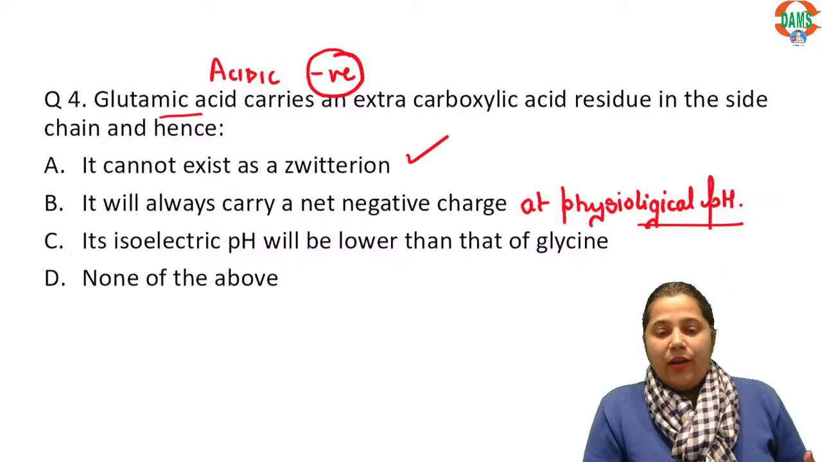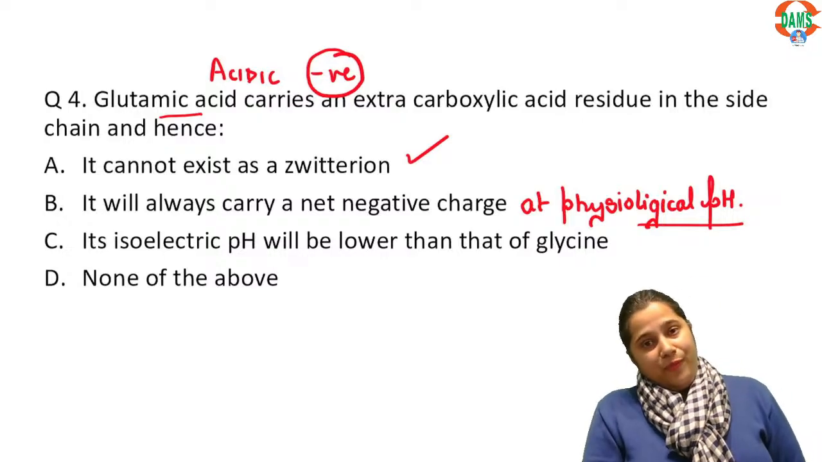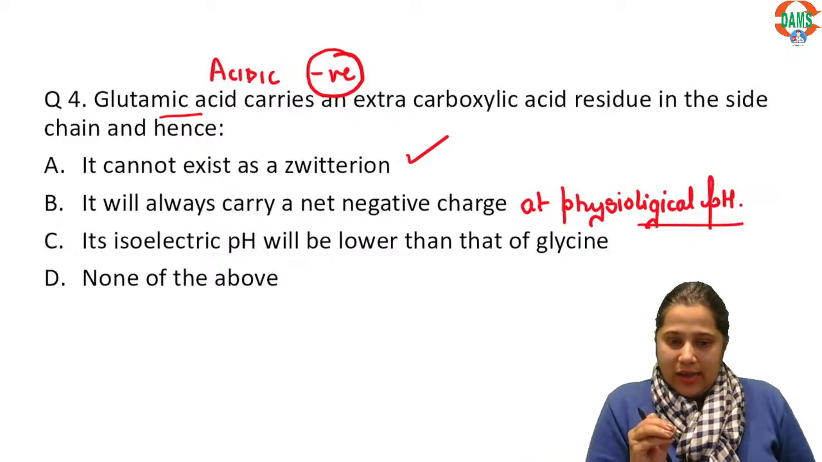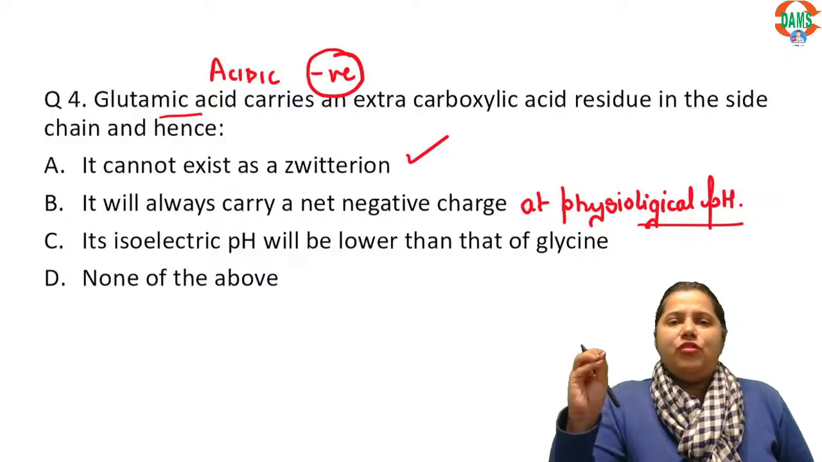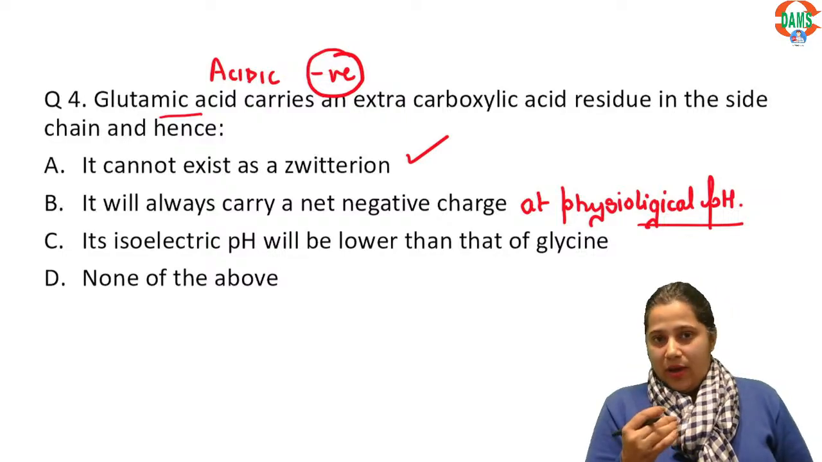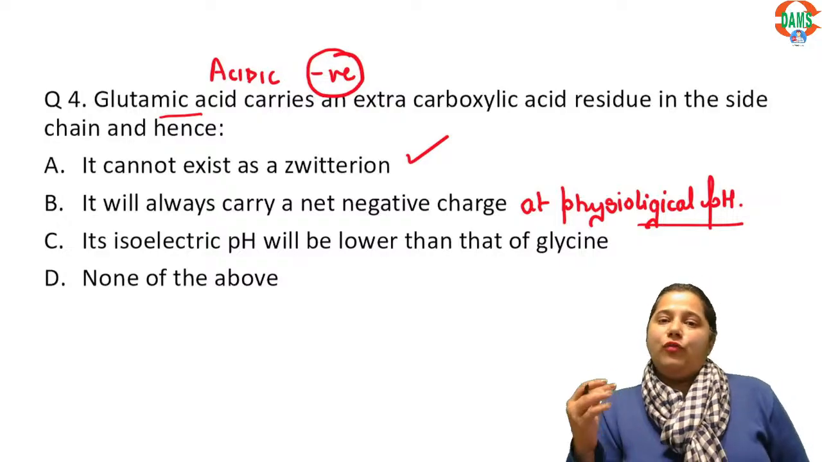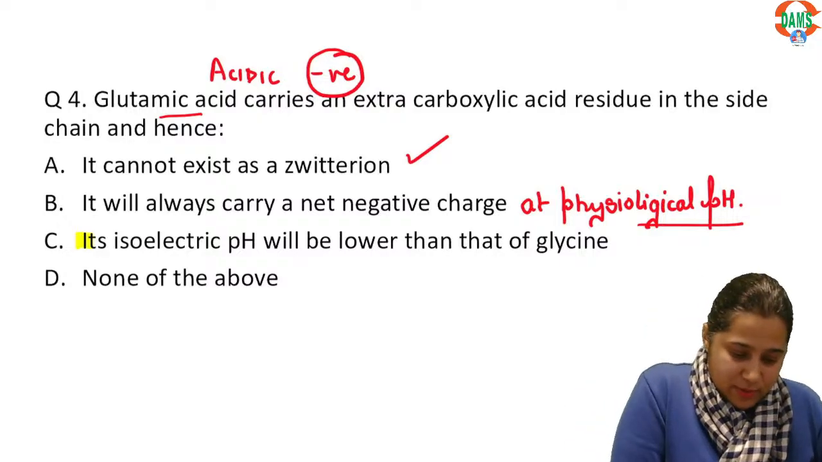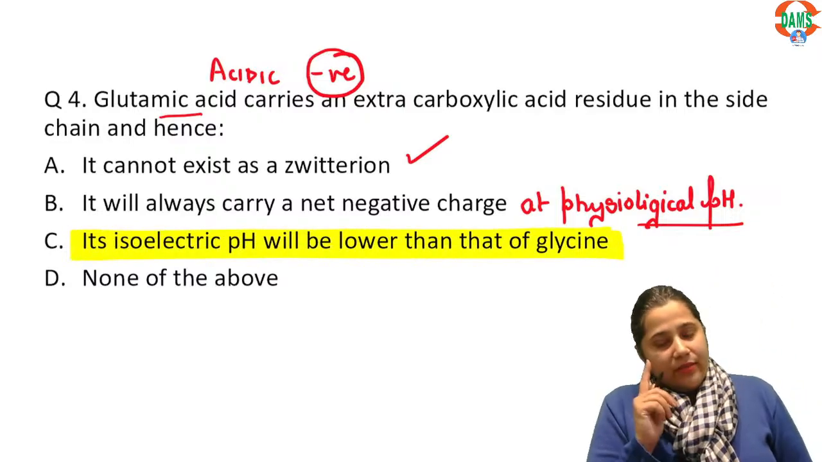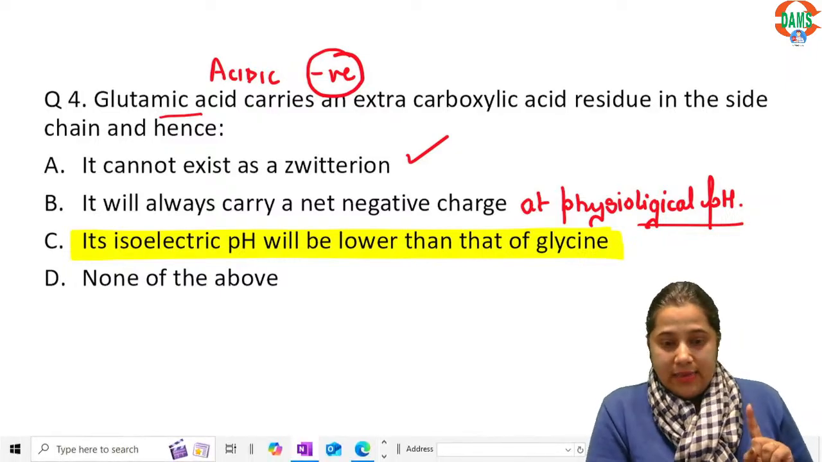Now its isoelectric pH will be lower than that of glycine. Now this is true. See, at any given point, whatever is the charge on glycine, the glutamic acid, being an acidic amino acid, will always have a lower isoelectric pH than that of glycine. So yes, this statement is correct. So question number 4, answer is C.